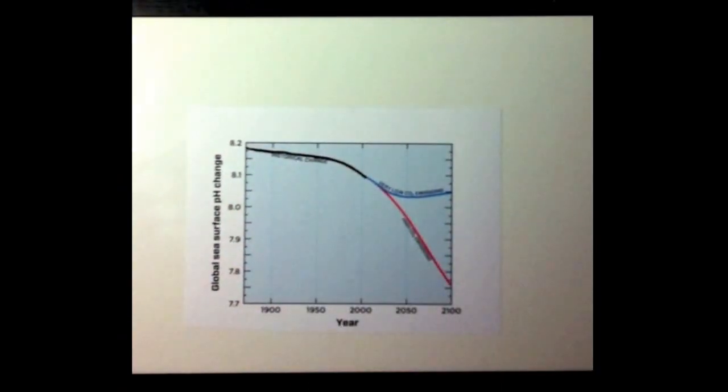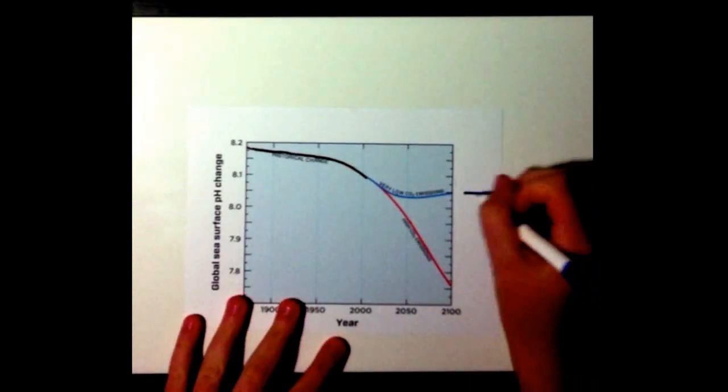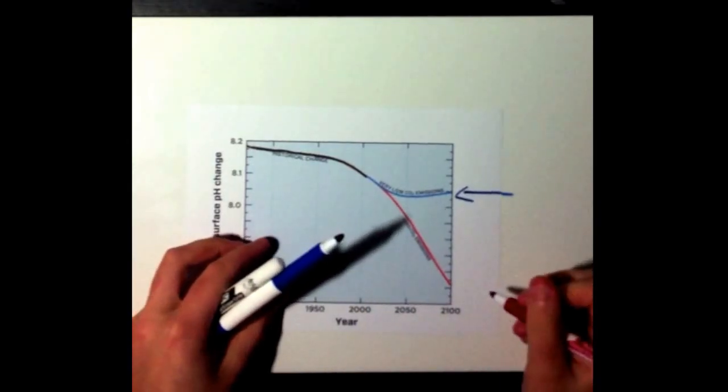As you can see in this graph, there are 2 lines. The black line is representing where we are today. The red line is representing the worst case scenario, and the blue line is representing where we can go from here on to make it better. As you can see, the best case blue scenario is that we keep a relatively maintained pH. The worst case scenario and the path that we're on at the moment is the red path.